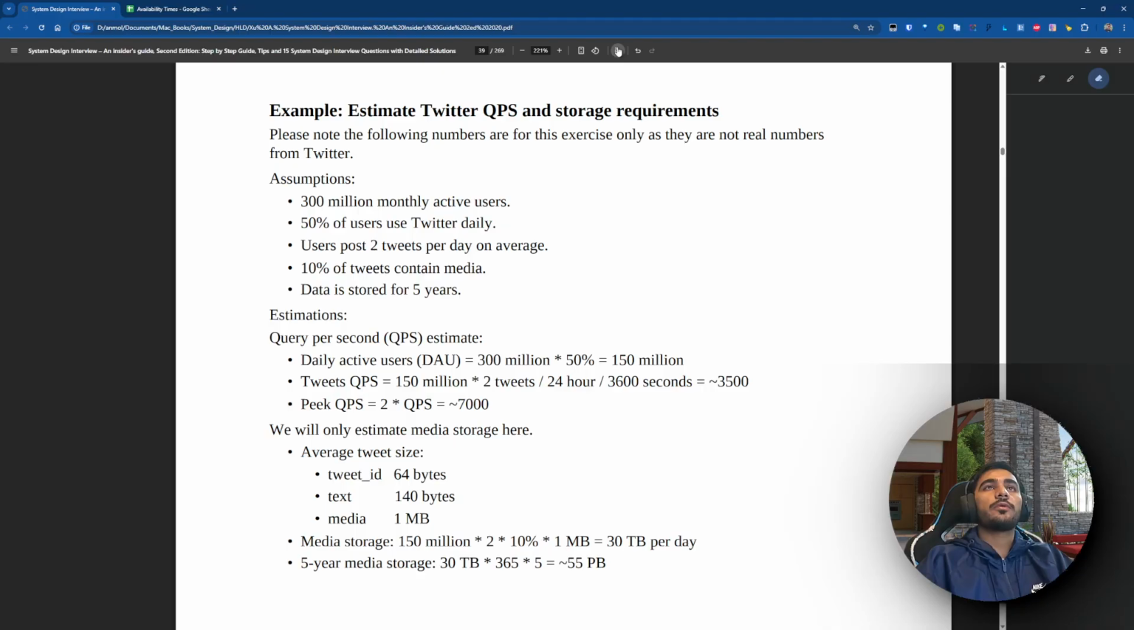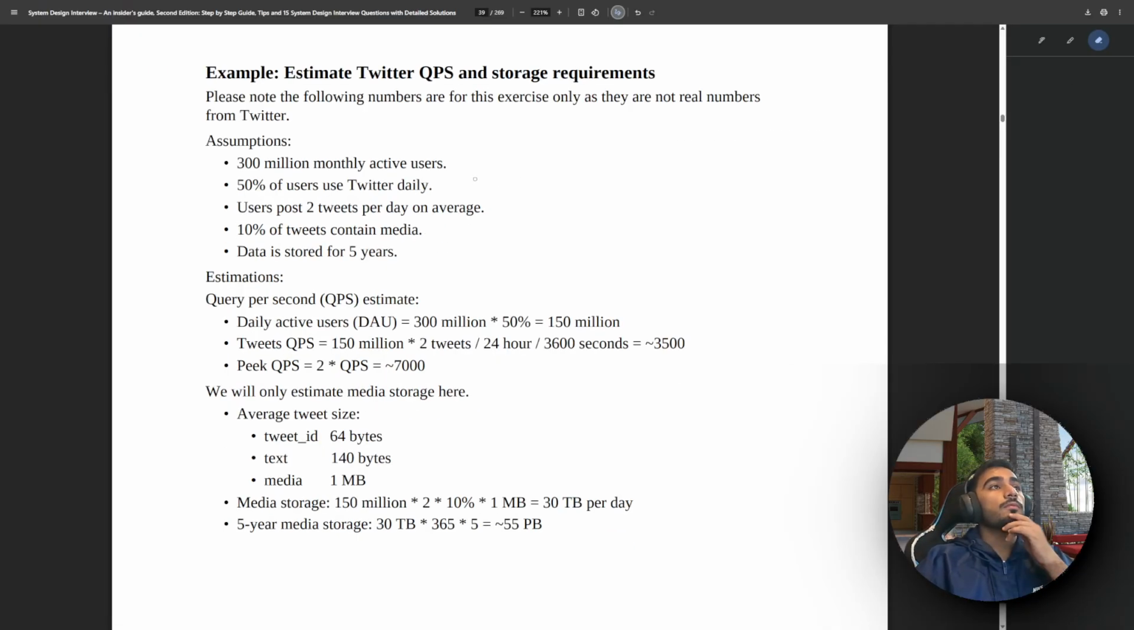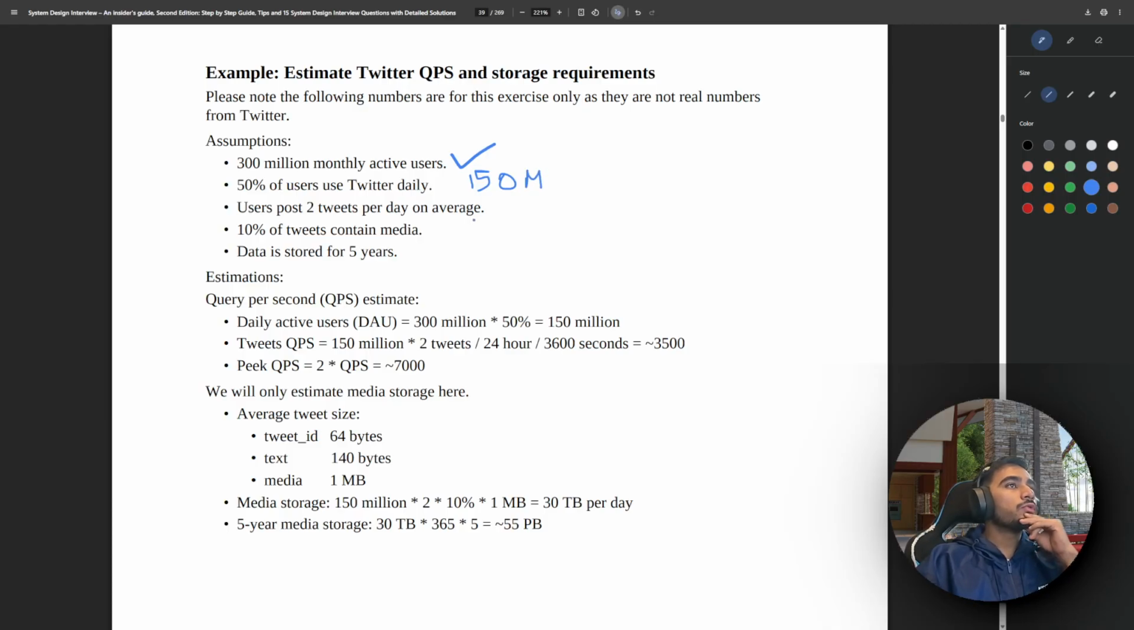All right, let me get my pen on here. Yeah, 300 million monthly active users. Sounds like a fair number. Okay. Now 50% of users use Twitter daily, so that would become 150 million. Now a user posts 2 tweets per day on average. So 150 million daily users into 2 tweets equals 300 million tweets.